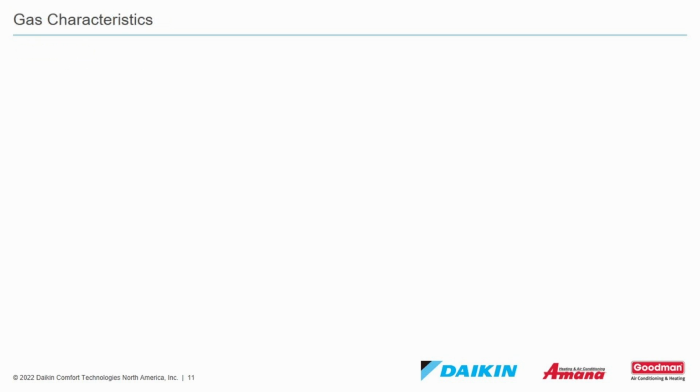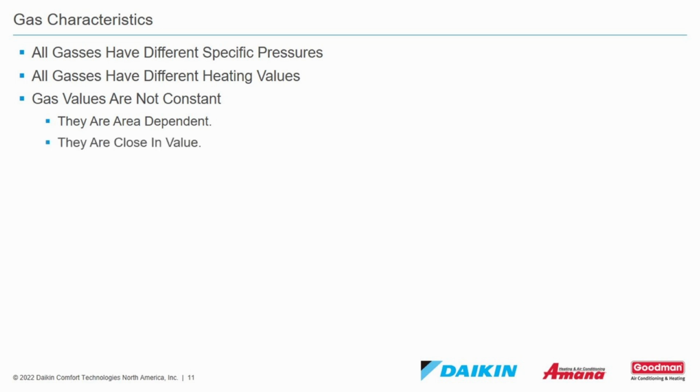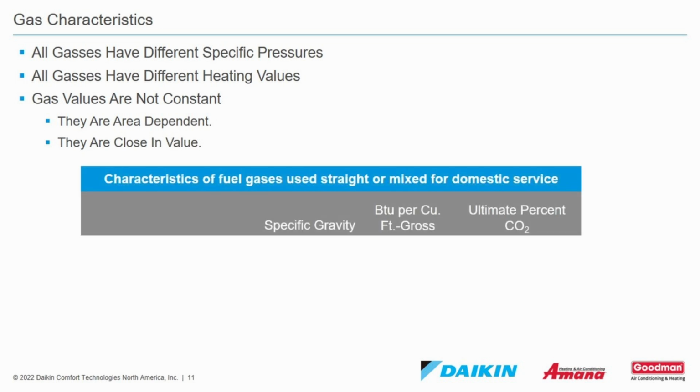Gas characteristics. All gases have different specific pressures. All gases have different heating values. Gas values are not constant. They are area dependent, and they are close in value. Here are some characteristics of fuel gases used straight or mixed for domestic service.